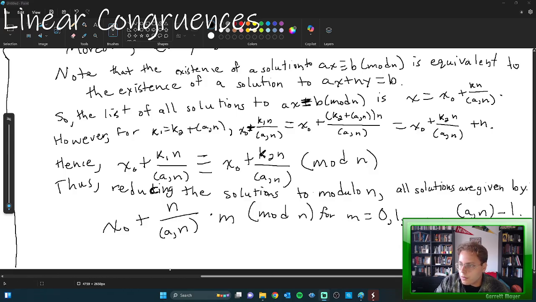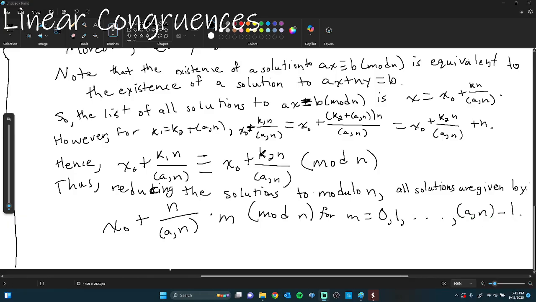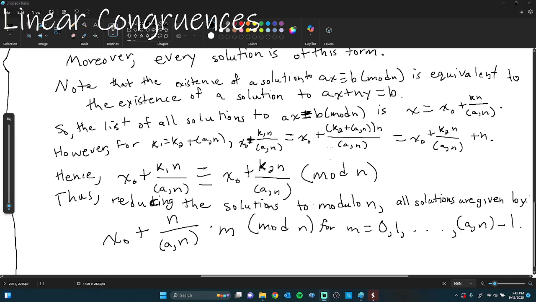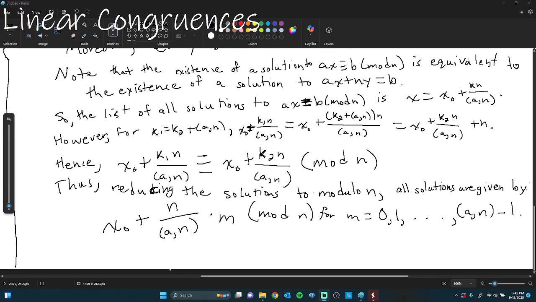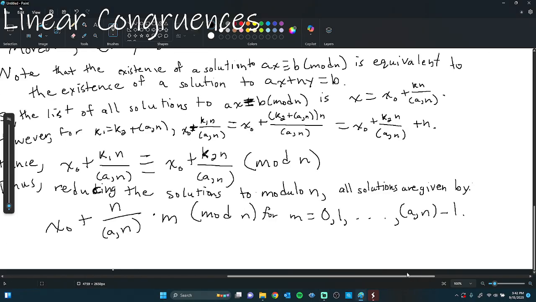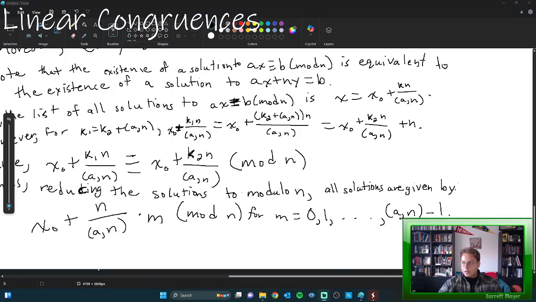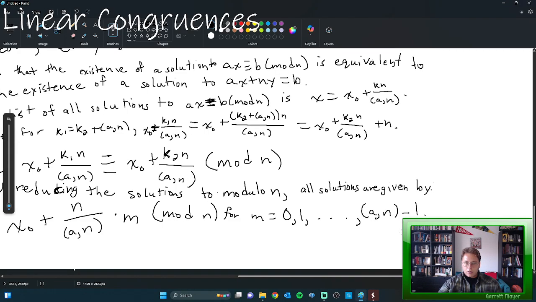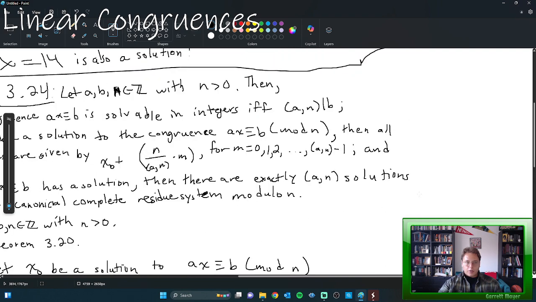Yeah, so that's the basic proof there. I can hide my face actually so you can see it more clearly. So that's basically that part of the proof. What we've shown is that this is the list of all possible solutions, all reduced into modulo n form. So every single solution is going to be congruent to one of these numbers, basically. So that's that.